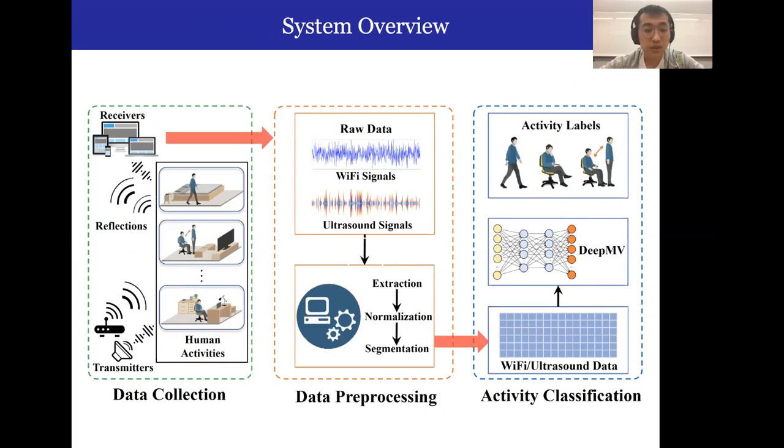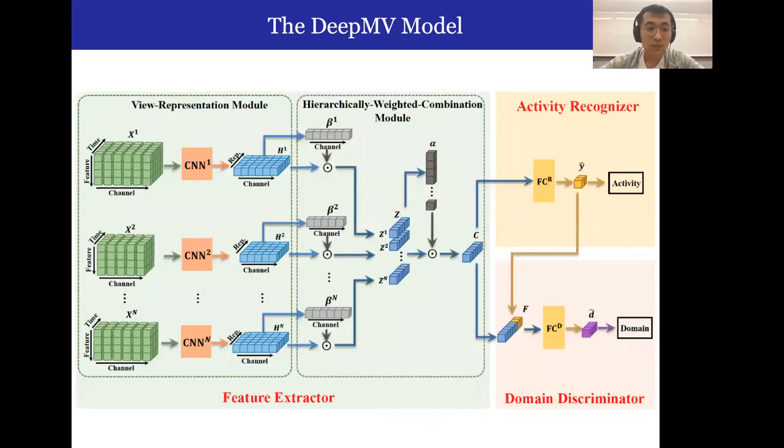As illustrated in the image, the system is composed of three components: the data collection component, the data pre-processing component, and the data classification component. We collect various raw sensory data from heterogeneous wireless sensors in different environments and forward them to the data pre-processing component. After feeding the deep learning model with the pre-processed data, our system outputs the activity labels. Let's look closer at our deep model.